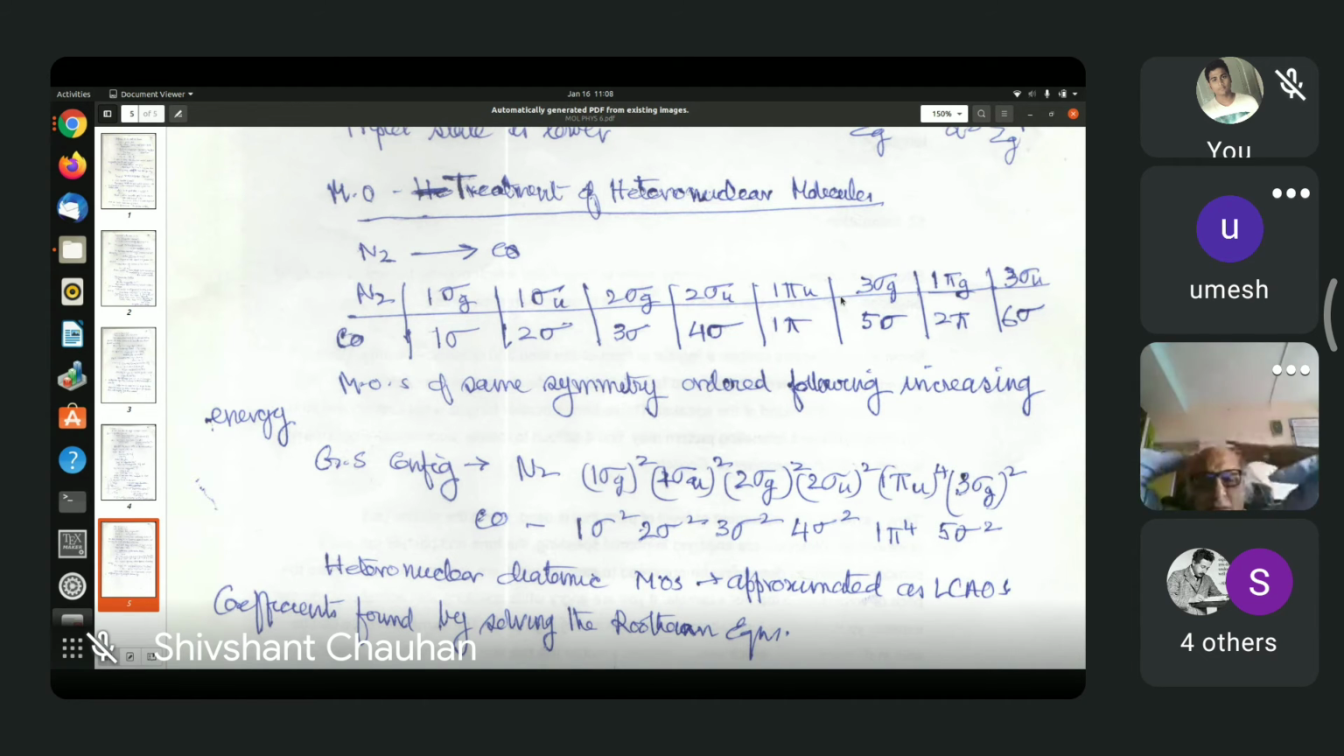Yes, sir. That is why we say that only the outer electrons take part in chemical bonding, because when the nuclear charge is so different, the inner electrons remain basically as atomic electrons on the higher nuclear charge atom. Yes, sir.